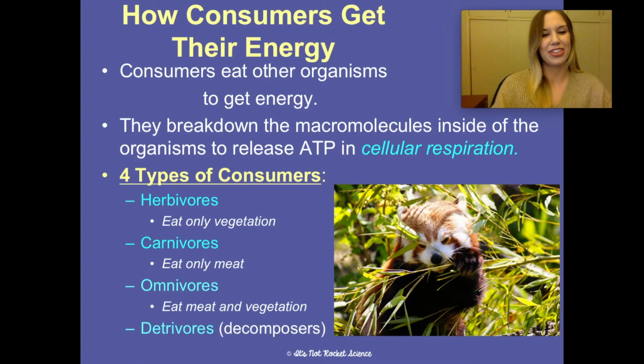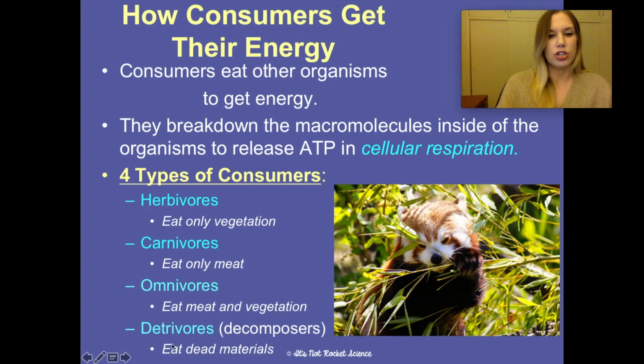Okay, and then the fourth and final type of consumer are detrivores or decomposers, either or, they're interchangeable. These types of organisms eat dead materials. The prefix detri refers to waste or dead things. So they're eating either dead organisms or organisms' waste. Yeah, kind of nasty, but yeah.